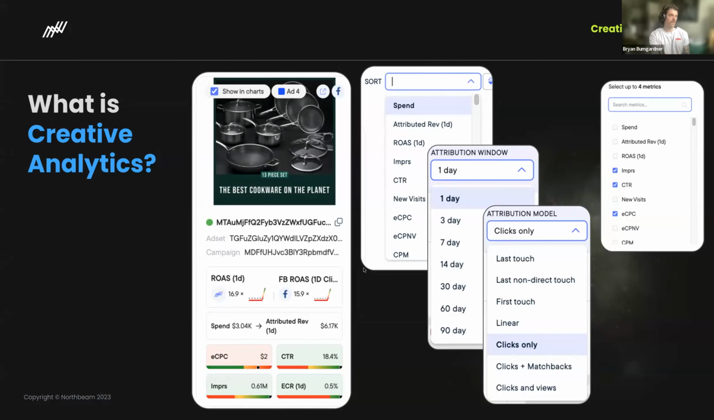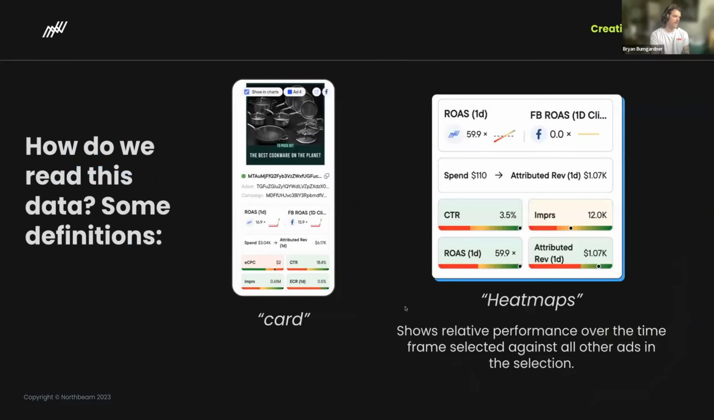And we're going to do some live demos, so I just want to rush through and get to that. But first, I think there are some important things to understand when we're talking about this visual and the words that we use. When you're in creative analytics, each ad exists in something called a card. This is just a little capsule that includes all the information that you've selected for that specific ad over the specific time frame.